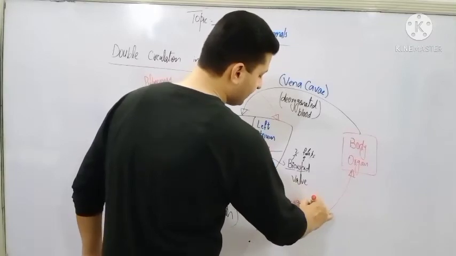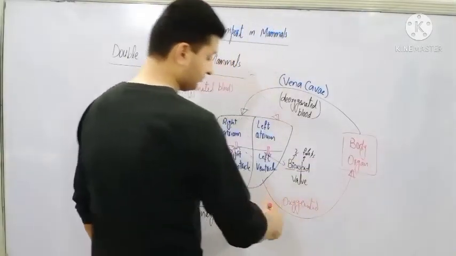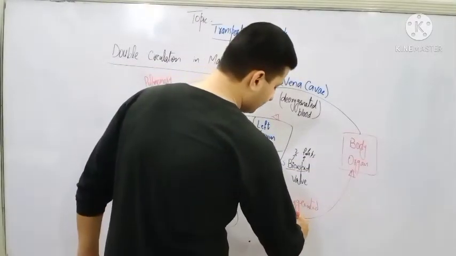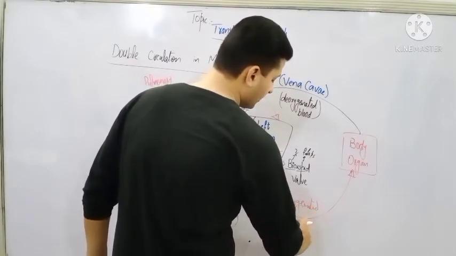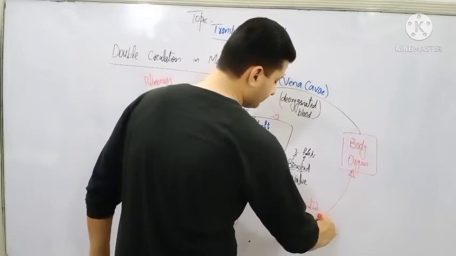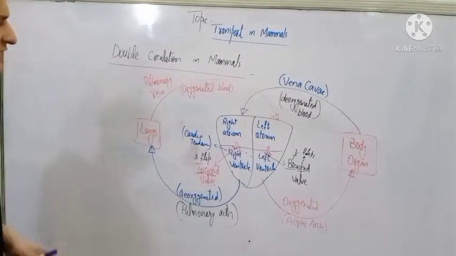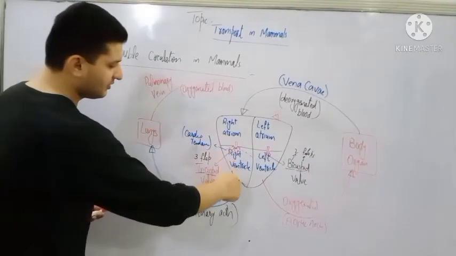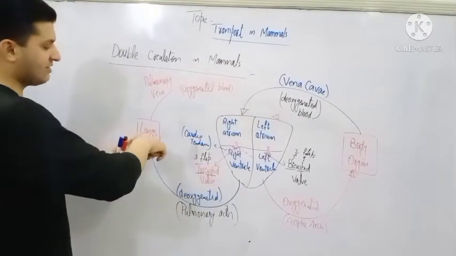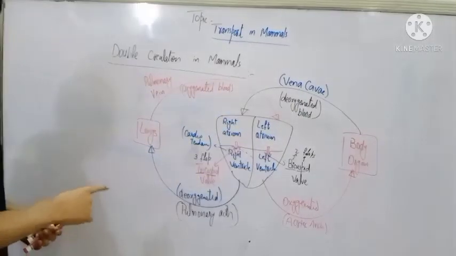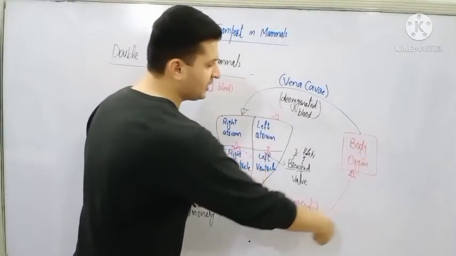This is obviously oxygenated blood, and the main artery which carries the blood is the aorta or aortic arch. Now you can understand that blood moves from the heart to the lungs, and from the lungs to the heart. This is one circulation, and the other circulation is to the whole body.